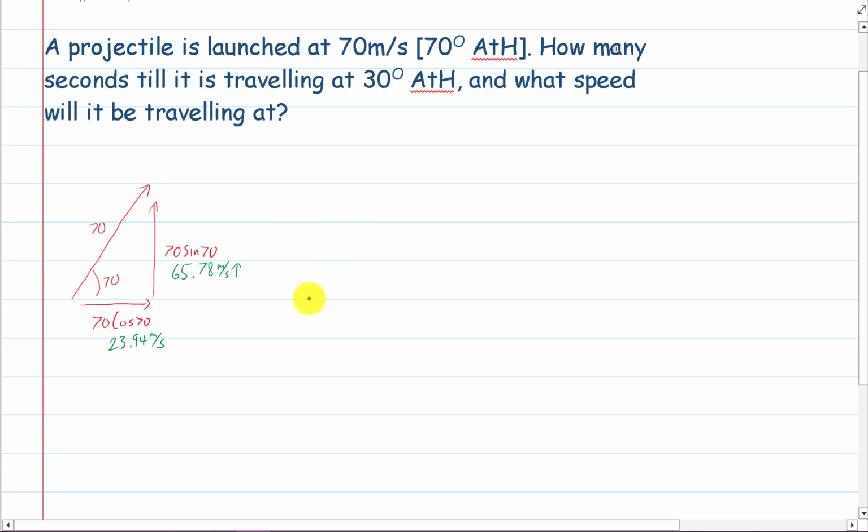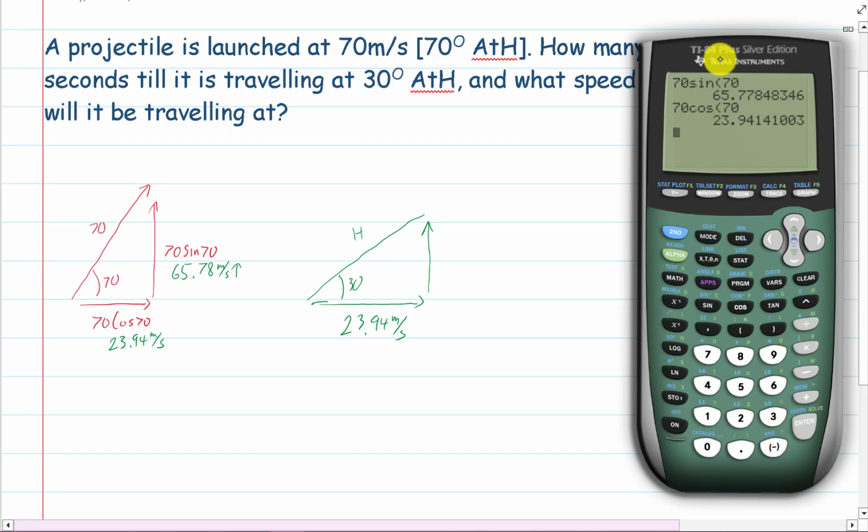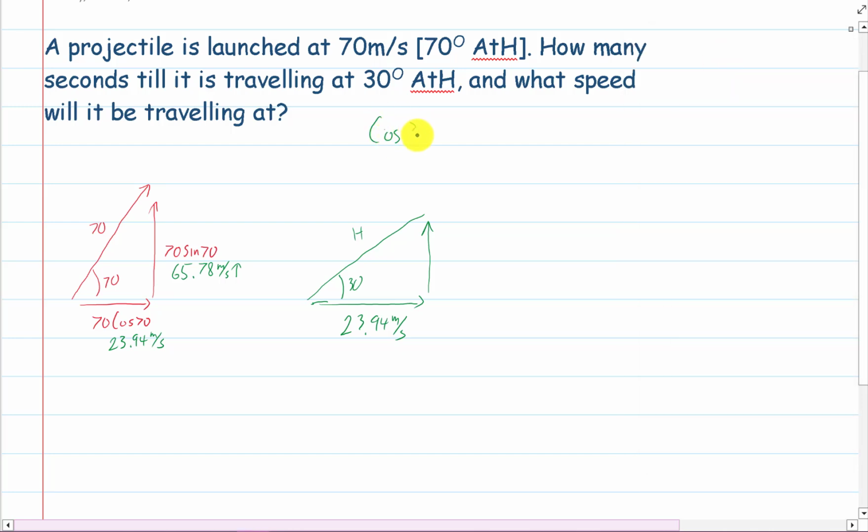So we want an angle of 30 degrees. So if this is going to be 30 degrees, and this is still going to be 23.94, because the horizontal component does not change, we need to calculate both the vertical and the hypotenuse here. So let's do the hypotenuse first, and that's going to be the cosine. The cosine of 30 degrees is going to be the adjacent over the hypotenuse, and that's going to be 23.94 all over h. So h is going to equal 23.94 divided by the cosine of 30.